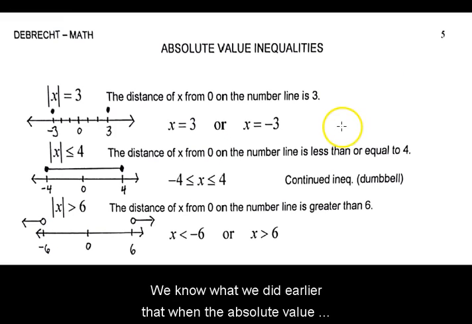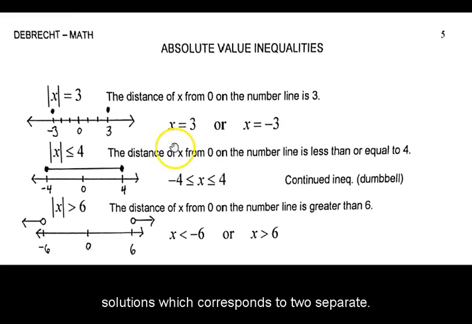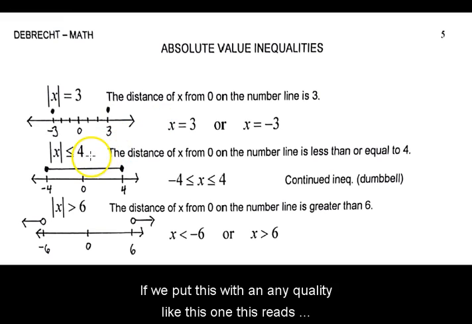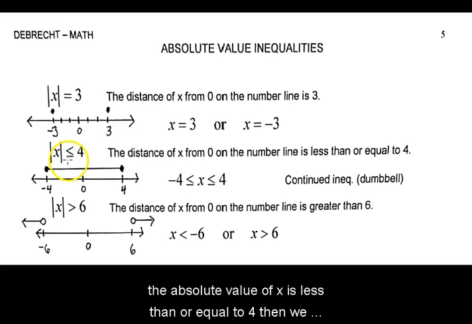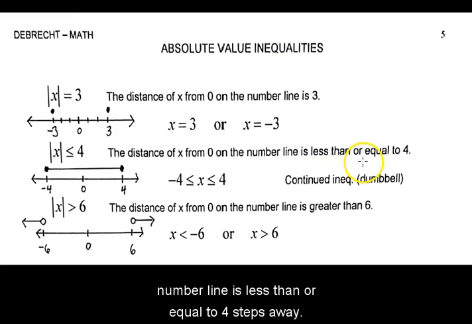We know from what we did earlier that when the absolute value of x equals 3, then either it is 3 or it is -3. We get two possible solutions, which corresponds to two separate dots on our line graph. If we put this with an inequality, like this one, this reads the absolute value of x is less than or equal to 4, then we can interpret that as the distance of x from 0 on the number line is less than or equal to 4 steps away.